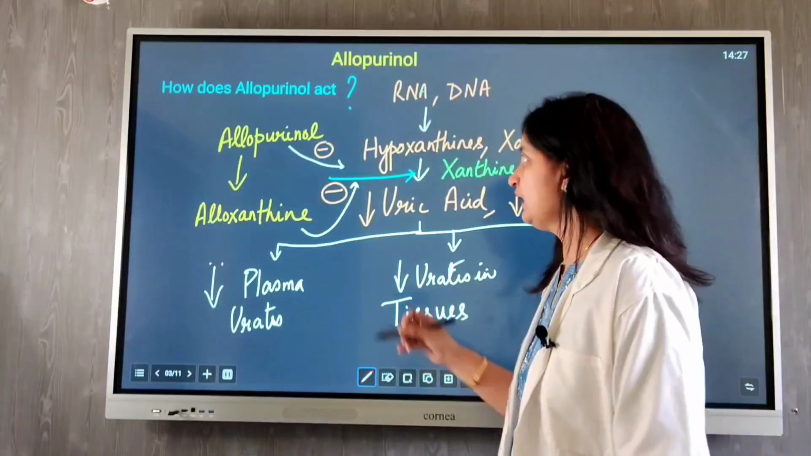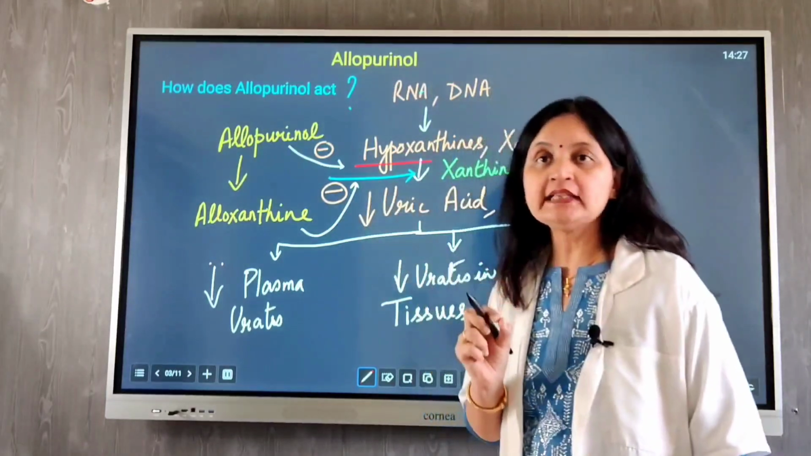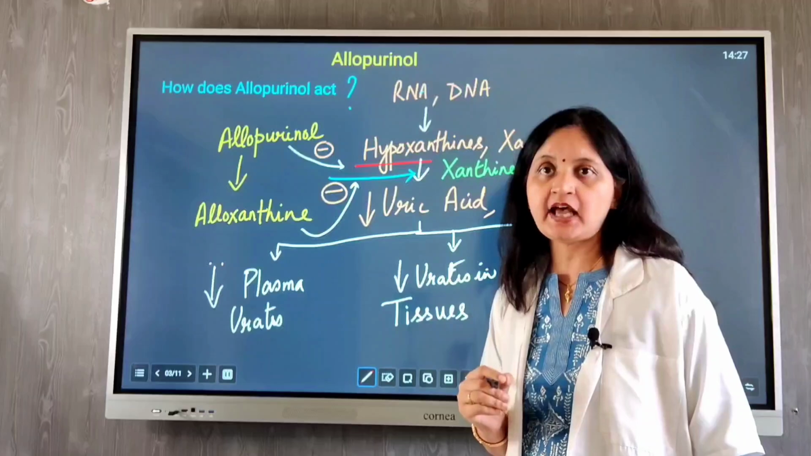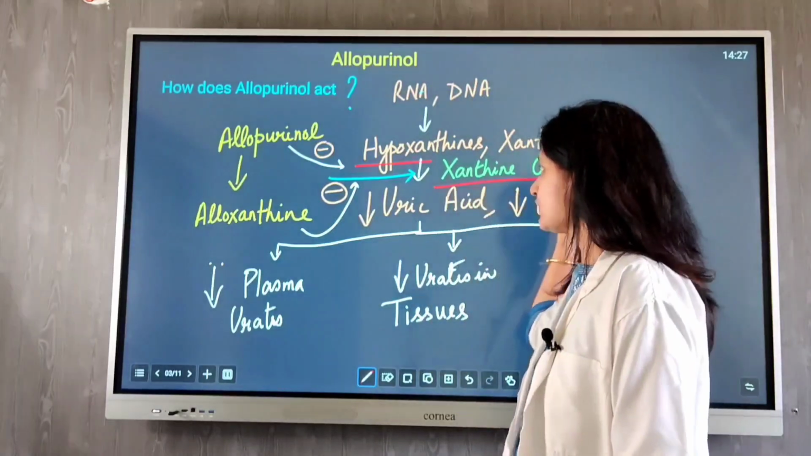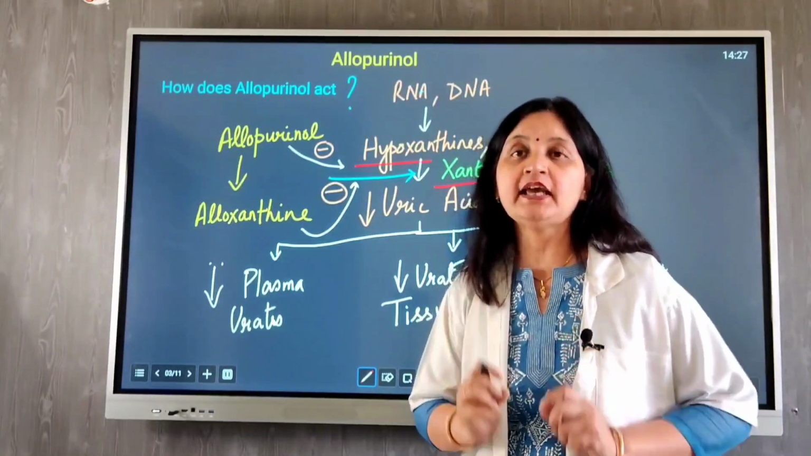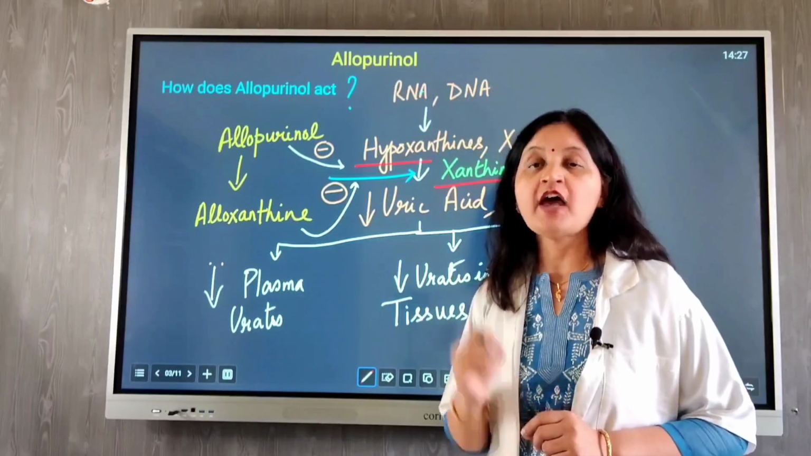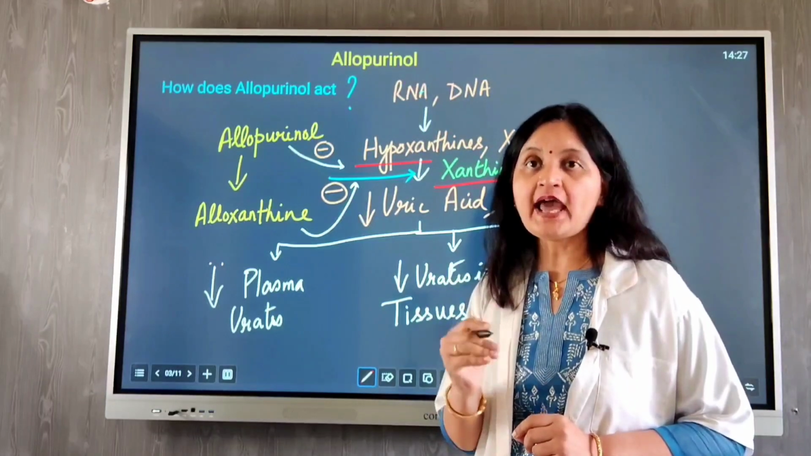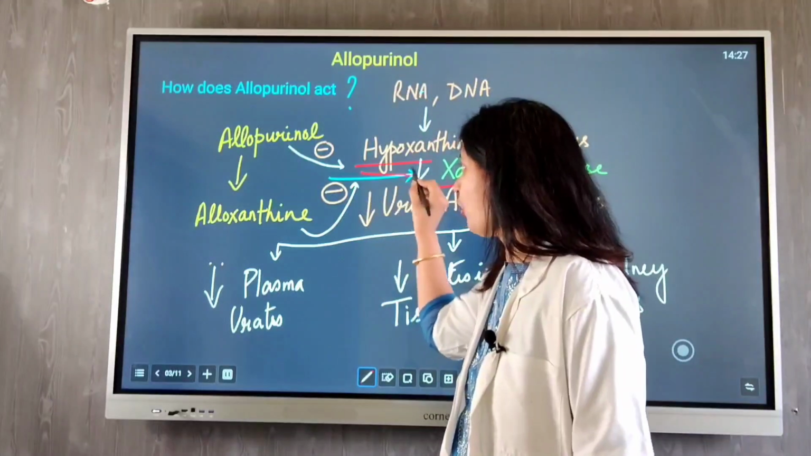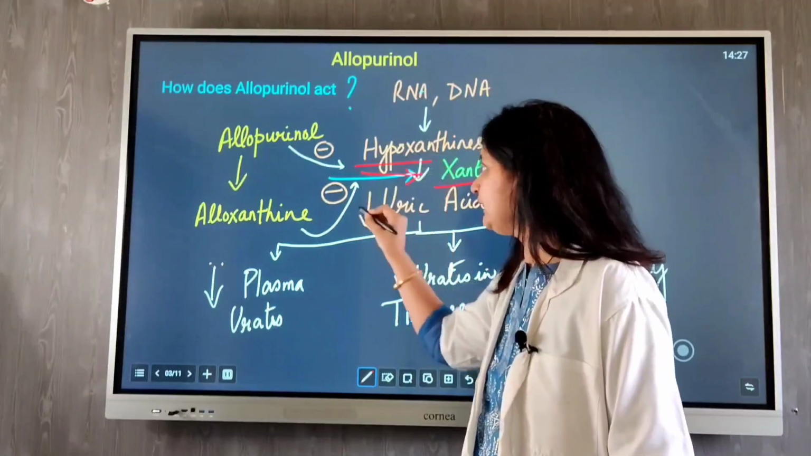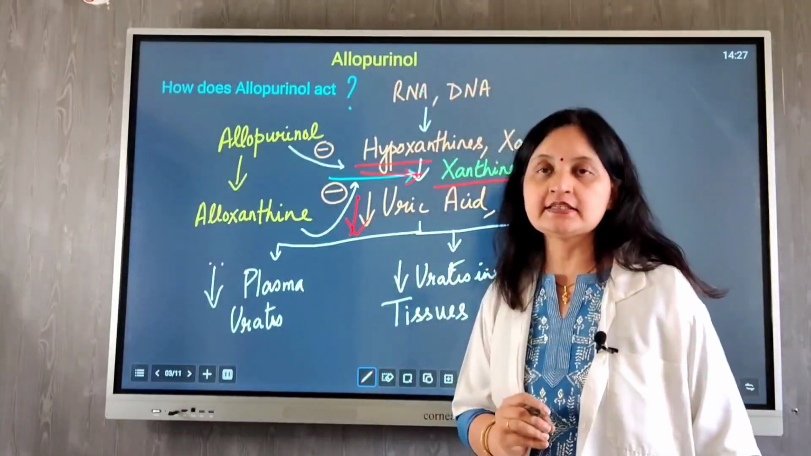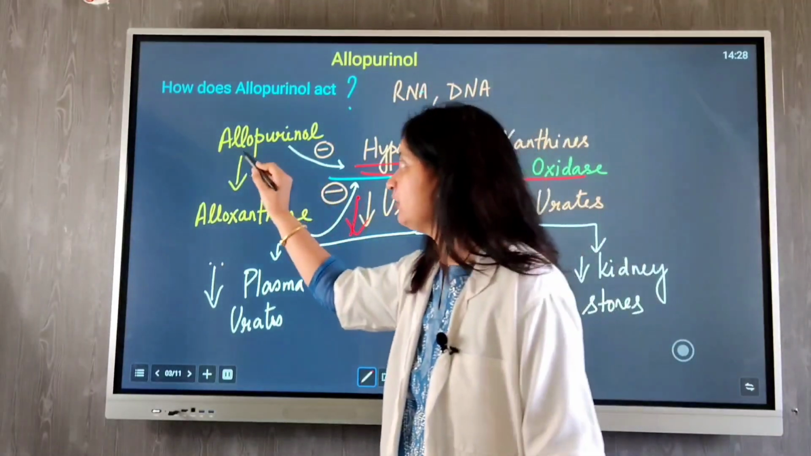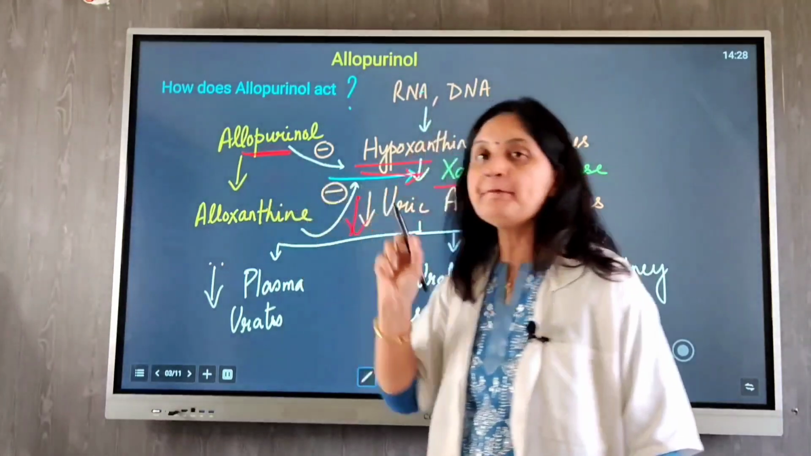As you can see in this figure, purines such as hypoxanthine and xanthine are converted into uric acid in the presence of an enzyme known as xanthine oxidase. So xanthine oxidase is a key enzyme that catalyzes the conversion of hypoxanthine and xanthine to uric acid. Now allopurinol acts by inhibiting the xanthine oxidase enzyme, thereby decreasing the uric acid synthesis. Also to be noted that allopurinol is a short-acting drug. It is a short-acting competitive inhibitor.